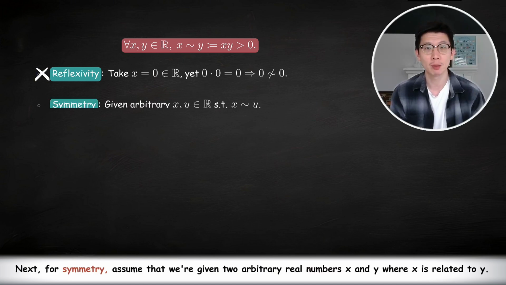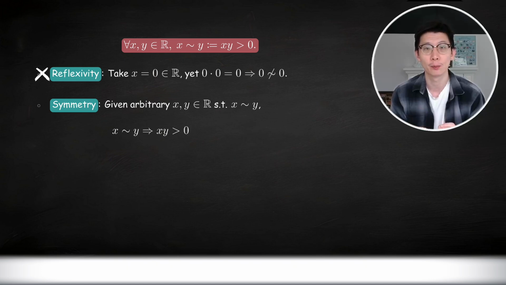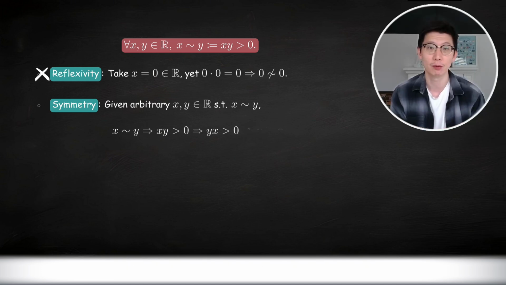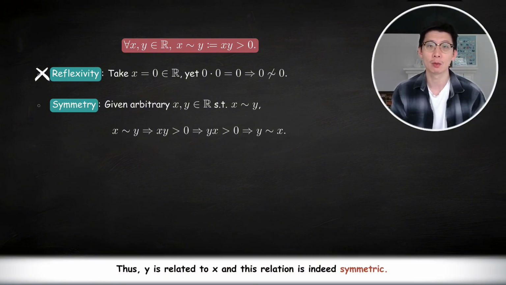Next, for symmetry, assume that we are given two arbitrary real numbers, x and y, where x is related to y. By definition, this means that x multiplying y is positive. From there, we conclude that y multiplying x is also positive. After all, the multiplication of real numbers is commutative. Thus, y is related to x, and this relation is indeed symmetric.